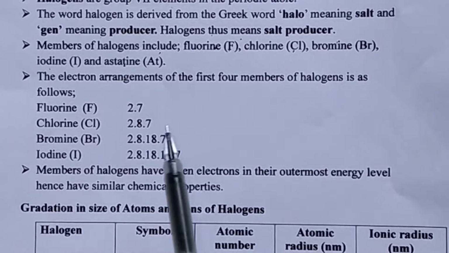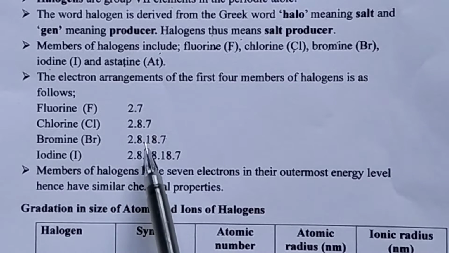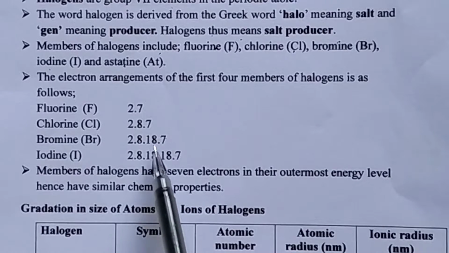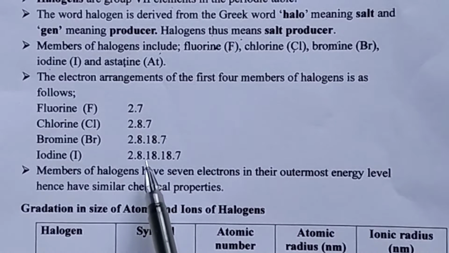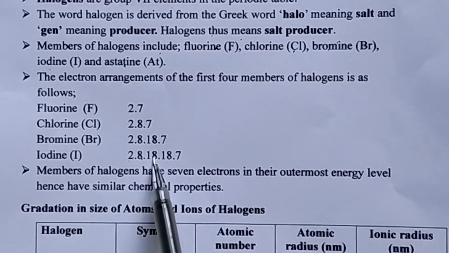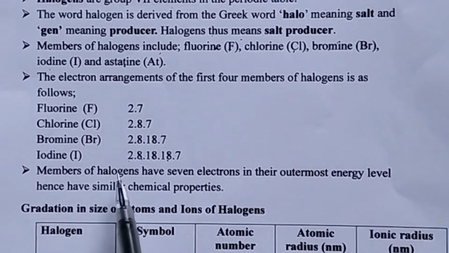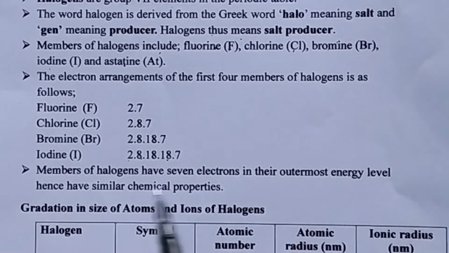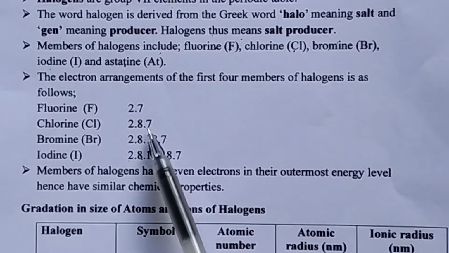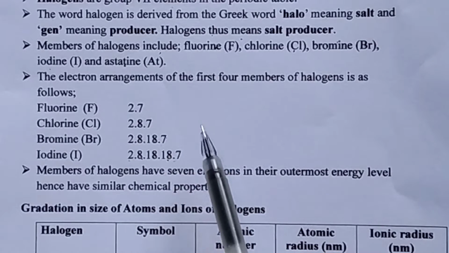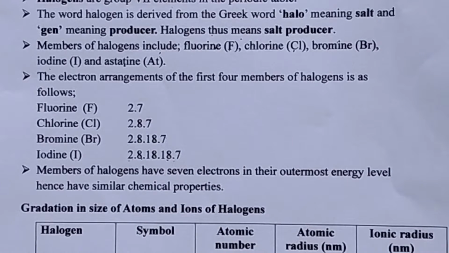So when we are writing the electronic configuration, we put the third energy level and the fourth energy level occupied by a maximum of 18 electrons. That's why we write 2, 8, 18, 18, then 7. So what do members of halogens have in common? Members of halogens have 7 electrons in their outermost energy level, hence have similar chemical properties. If you check the outermost energy level, it is occupied by 7 electrons in all members of halogens. That's what they have in common.